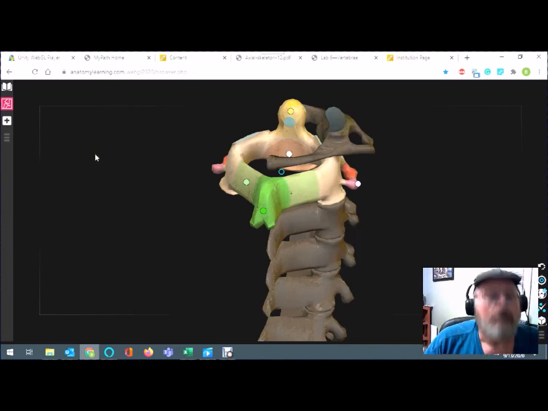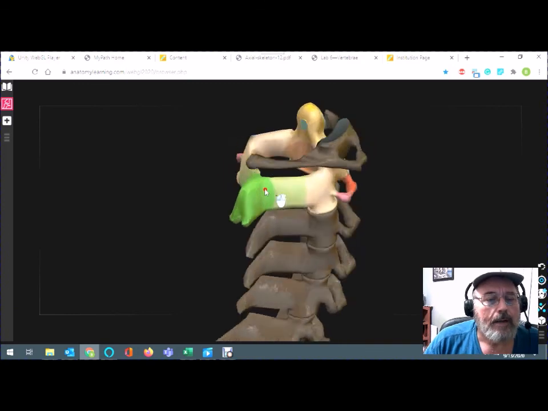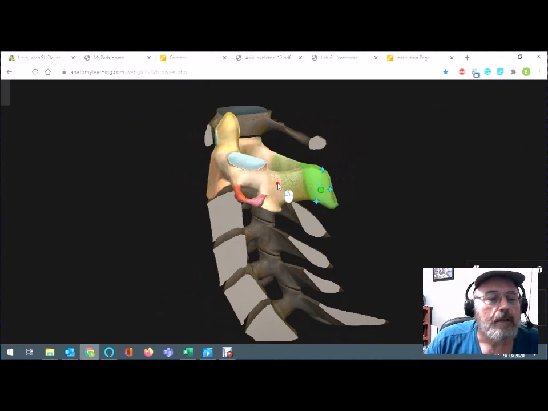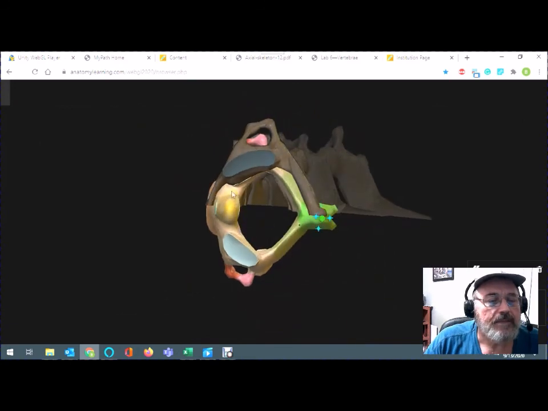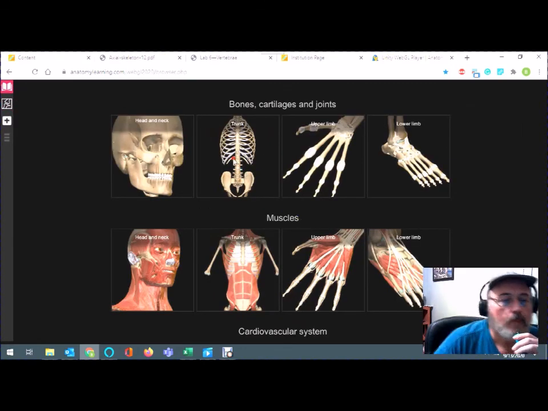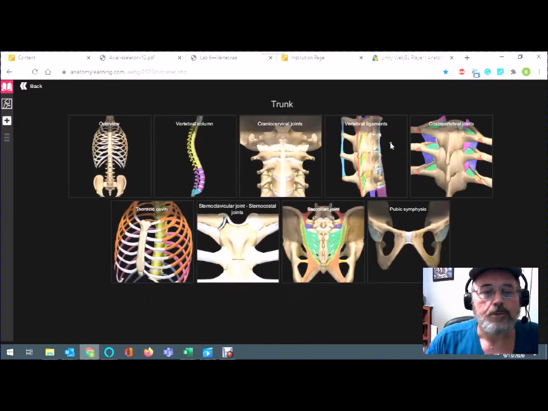And that allows us to do this kind of nod and a little side-to-side motion, whereas the axis, which again, here's the dens, the axis fits into that little space, and that allows a rotational movement to occur, turning side to side. So let's go back here, and we'll look at some other portions.